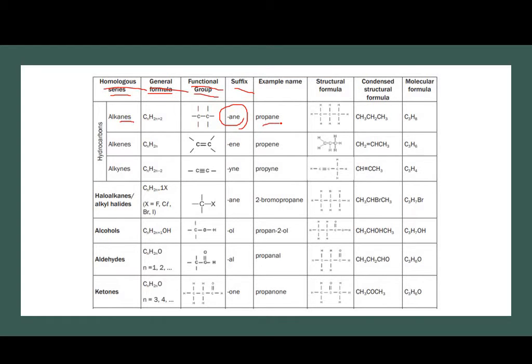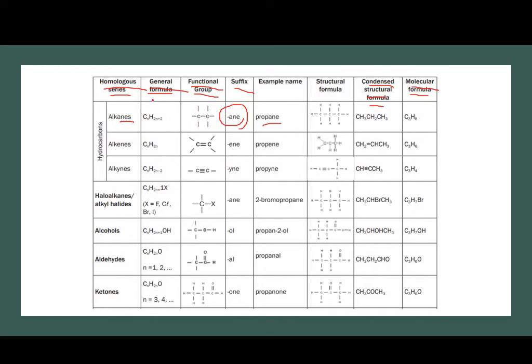And then we have the example name here and also the structural formula. So the structural formula indicates which atoms are attached to which within a molecule. So it gives us more detail in terms of the compound that we are working with. And then we have the condensed structural formula. The condensed structural formula is a formula that shows the way in which the atoms are bonded together in a molecule.